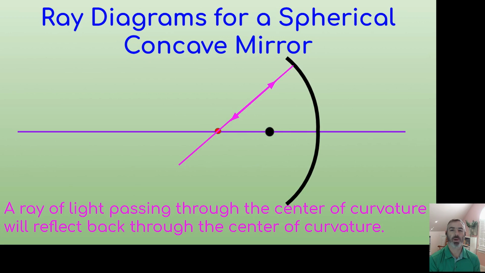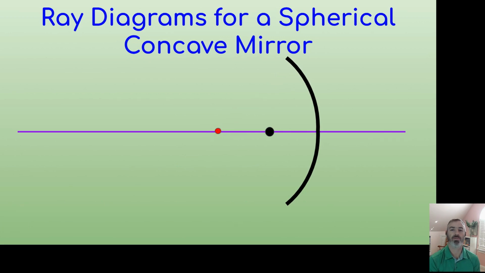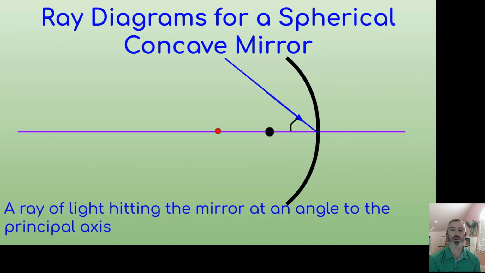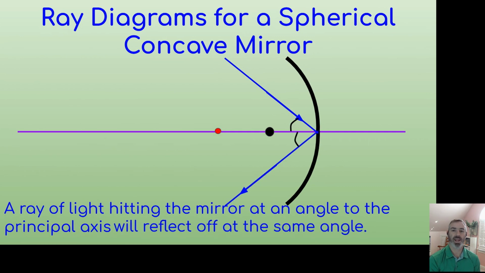A fourth ray of light that we could draw is a ray of light that hits right at the principal axis. If we draw this ray of light, we'd have to measure an angle, because the principal axis now acts as the normal line, so it's going to reflect off at the same angle.